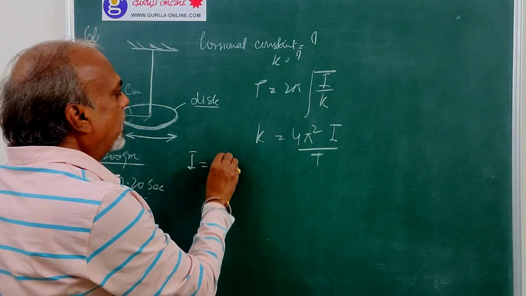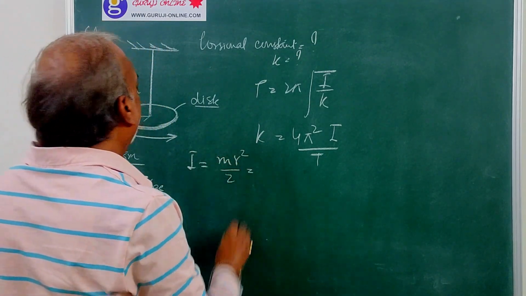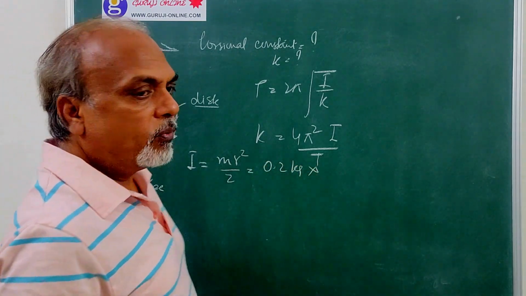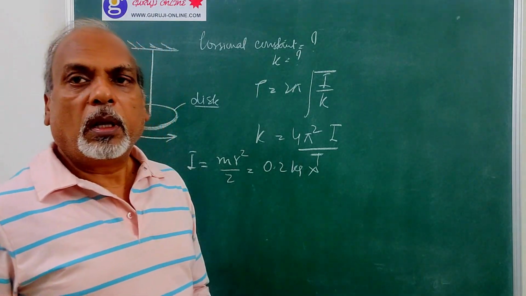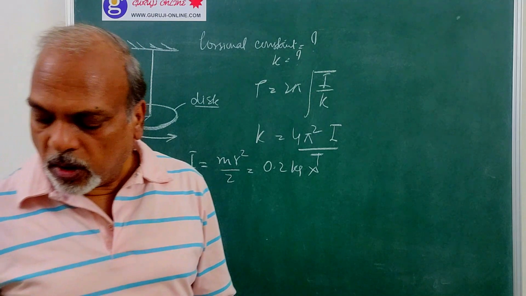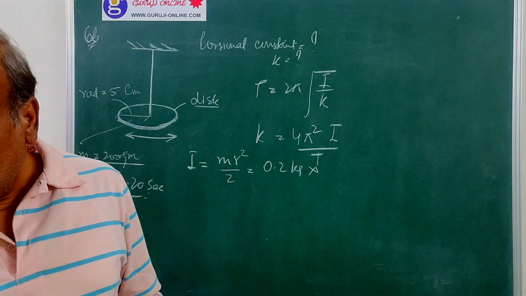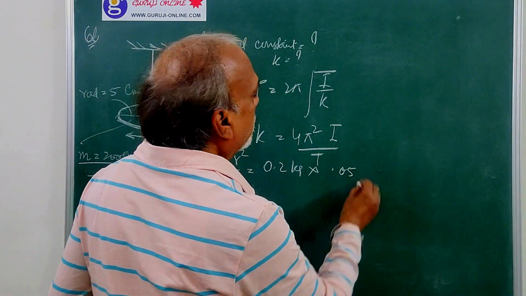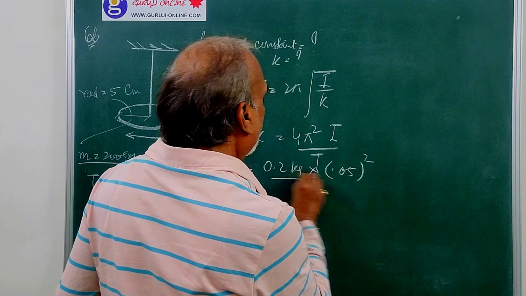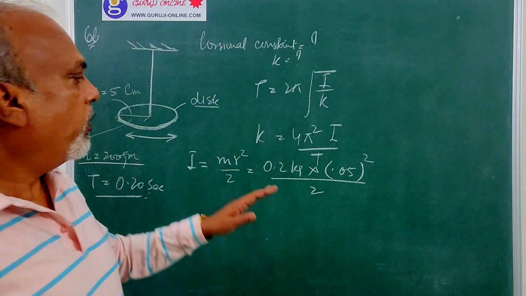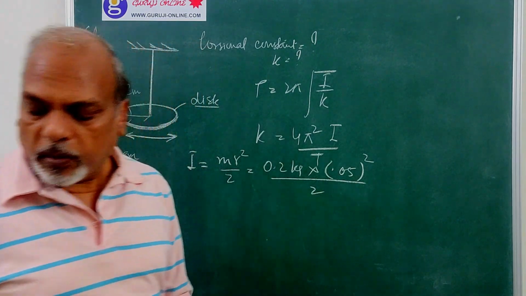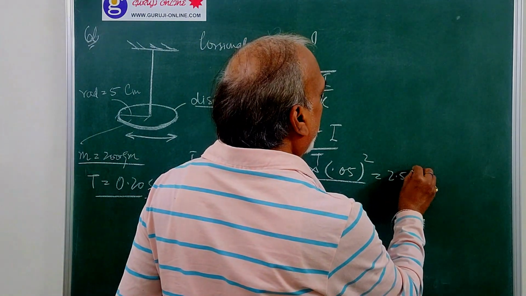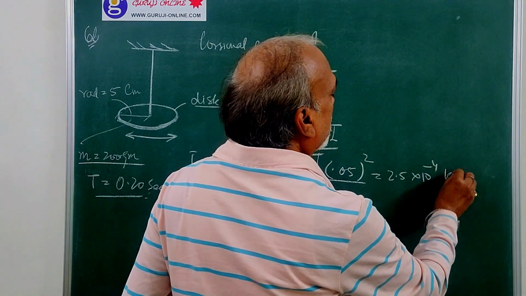I for the disc is nothing but m r square by 2, and this will be nothing but m is 0.2 kg into, of course, r is 5 centimeter, so 0.05 into square, upon 2. We have converted this into meter. So this is coming as 2.5 into 10 raised to minus 4 kg m square.